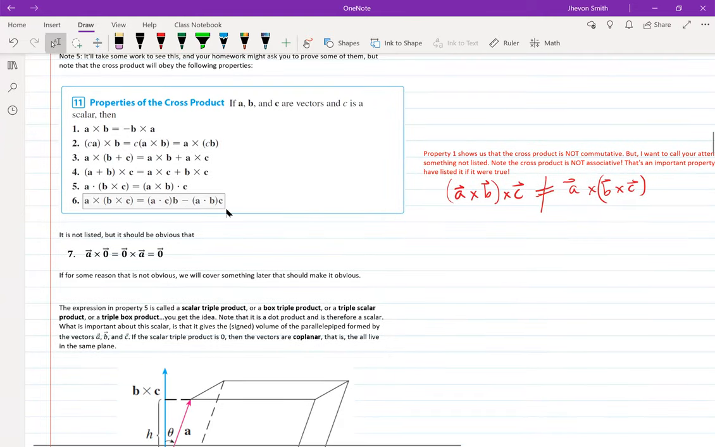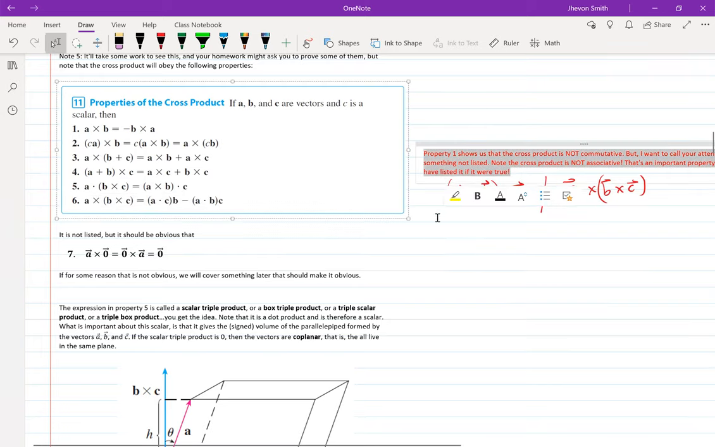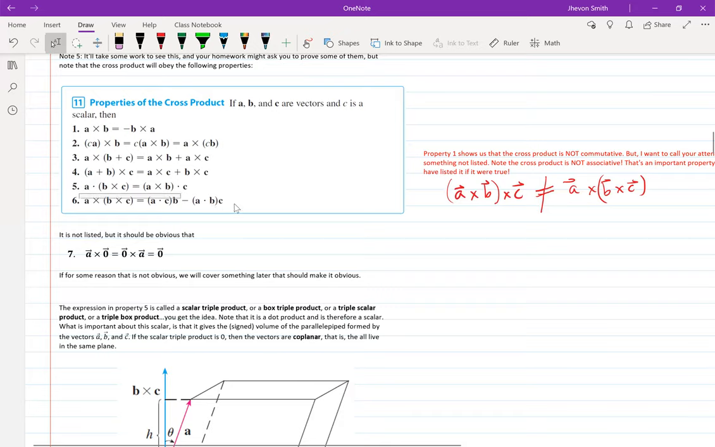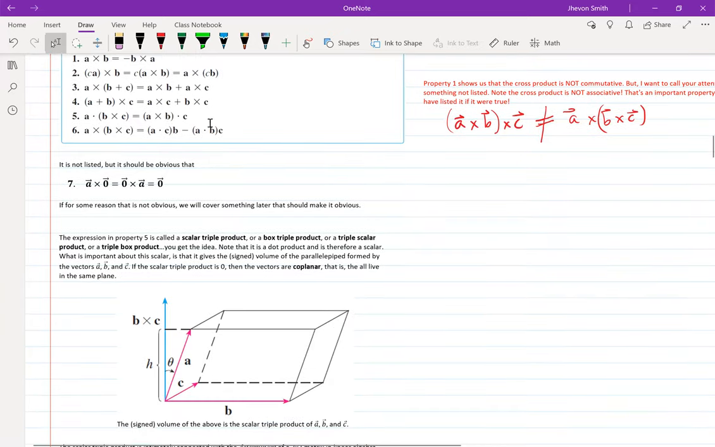This guy here, this is called the vector triple product. As you can see, that's your A cross B cross C, the guy I spoke about here. And that guy is actually important in physics. So for example, Kepler's law of planetary motion applies this property here.